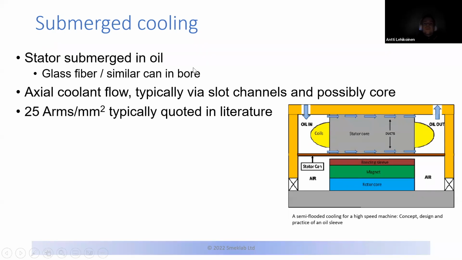Usually you have channels inside the slot region cooling the winding. You can have one of them or several, and also you might have something in the core of the machine too. What kind of current densities you can reach with this one are about 25 amps per square millimeter. That's the common value that is quoted in the literature. Again, it depends on the size and type of the machine.